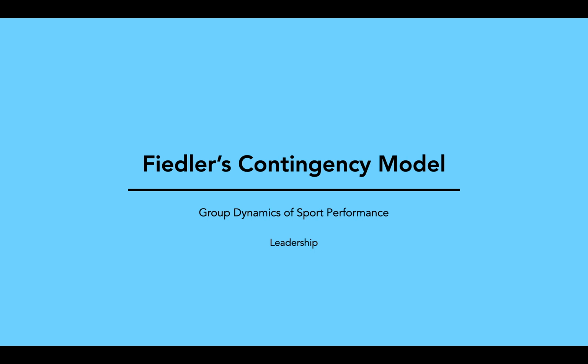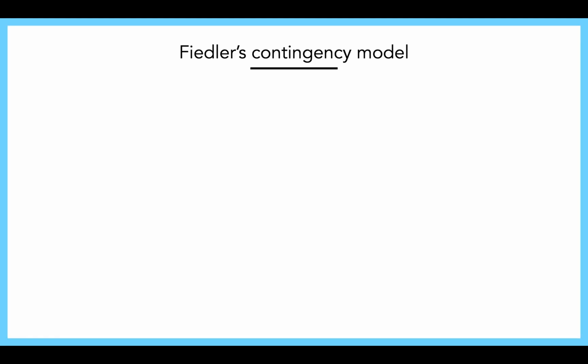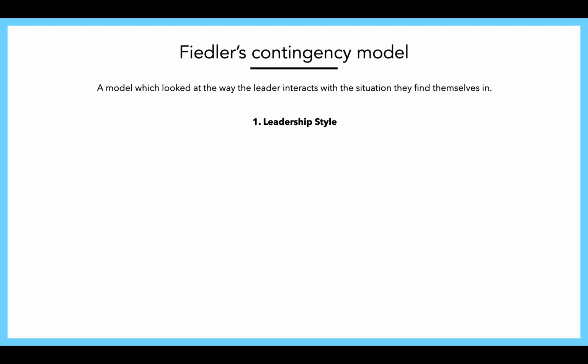Okay, Mr. Watson here, and in this video we're going to look at Fiedler's contingency model of leadership. So, this was a model which looked at the way the leader interacts with the situation they find themselves in. So in this model there were three parts, and the first part was finding out your leadership style. Are you a task-orientated leader or a person-orientated leader?